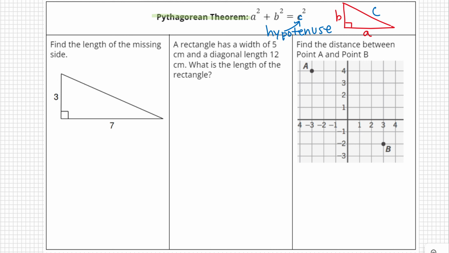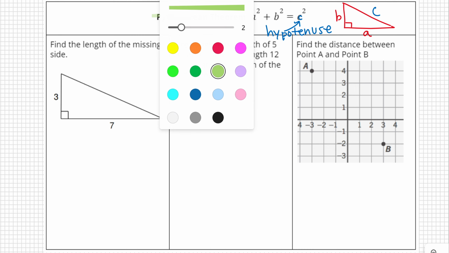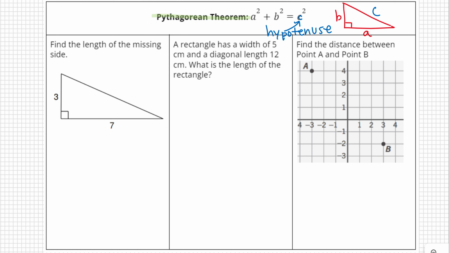Let's take a look at the first example. We're trying to find the length of the missing side, and in this case, the missing side length is the hypotenuse. It's the longest side of this right triangle here. So that's going to be the C part of our Pythagorean theorem. And then the first leg can be the 3 side, so we'll do 3 squared plus 7 squared is equal to the missing.